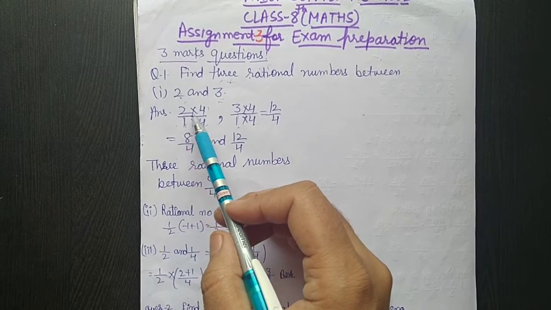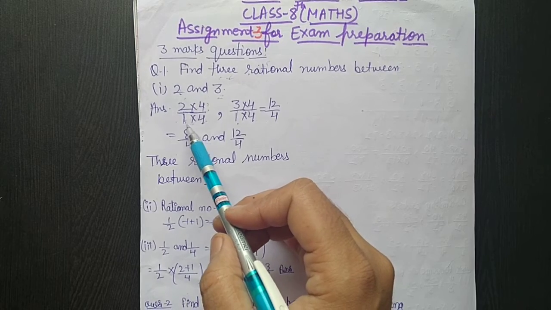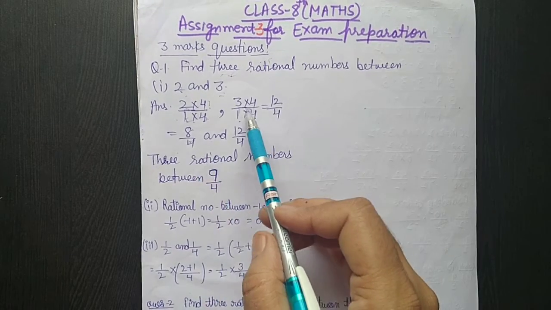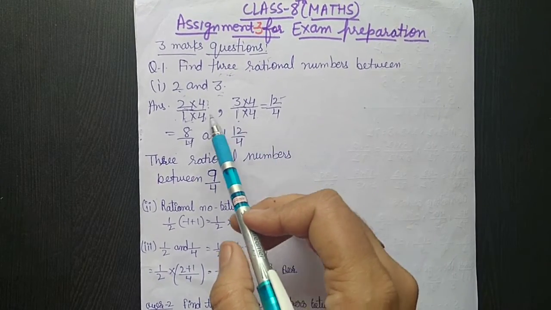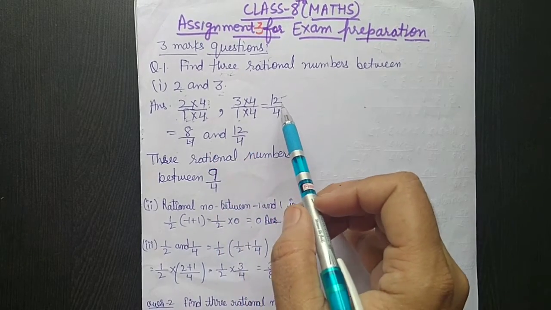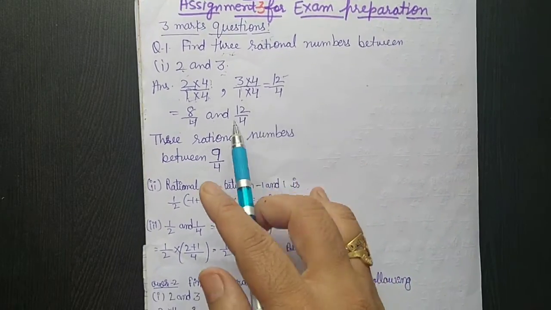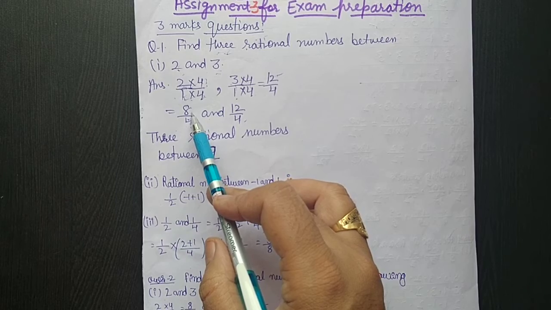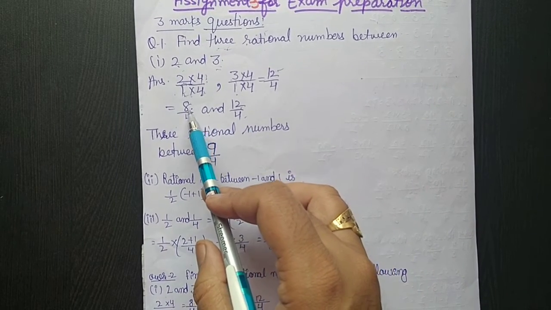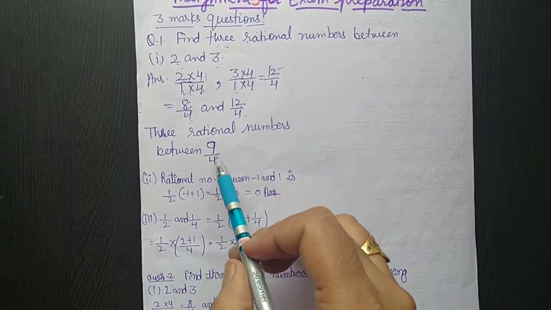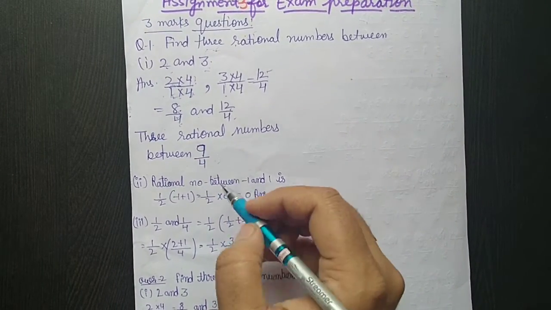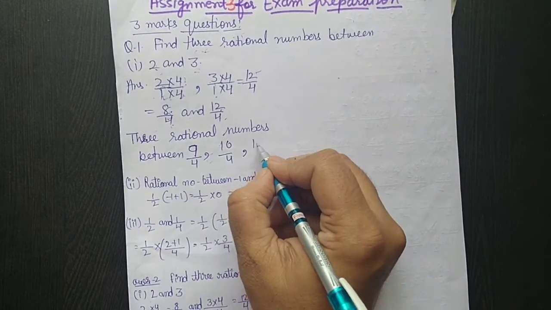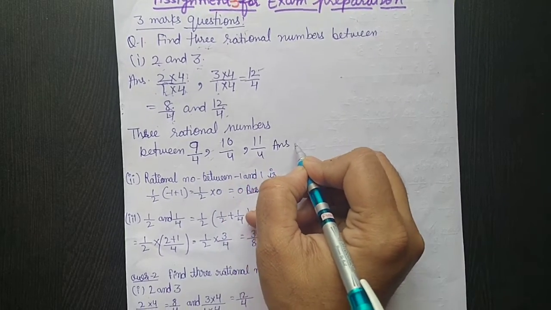So multiply by 4 with numerator and denominator of both the numbers. First of all we multiply 2 upon 1 with 4 and 1 with 4. So 2 multiplied by 4 is 8 upon 4. Here 4 3s are 12. It's 8 upon 4, 12 upon 4. So here denominators are the same. So we will write the numbers between 8 and 12. So after 8, 9 upon 4. Then the next number will be 10 upon 4. Then next is 11 upon 4, that is the answer.